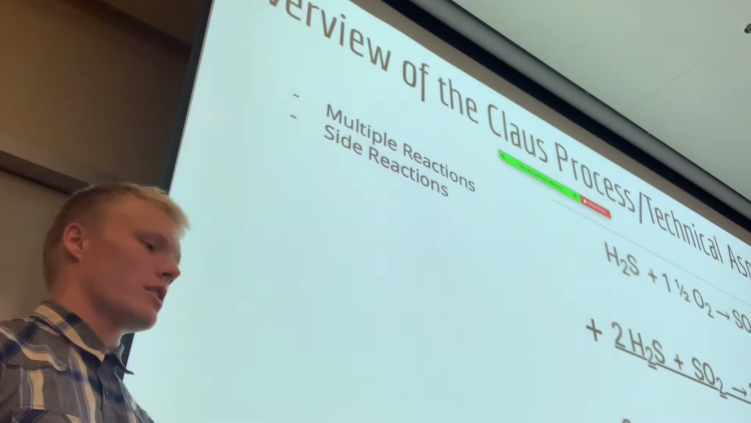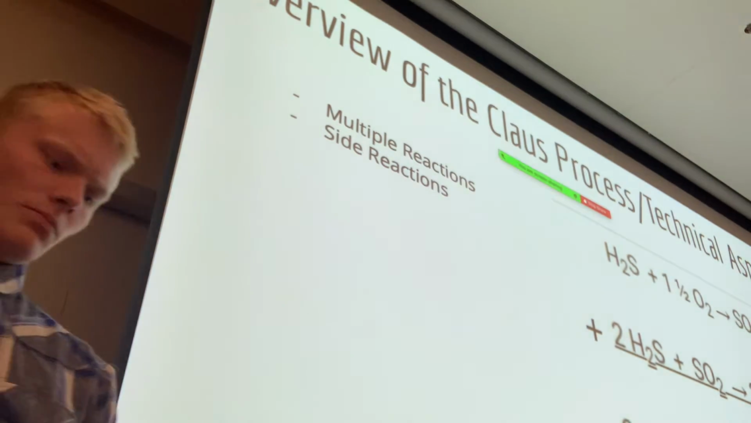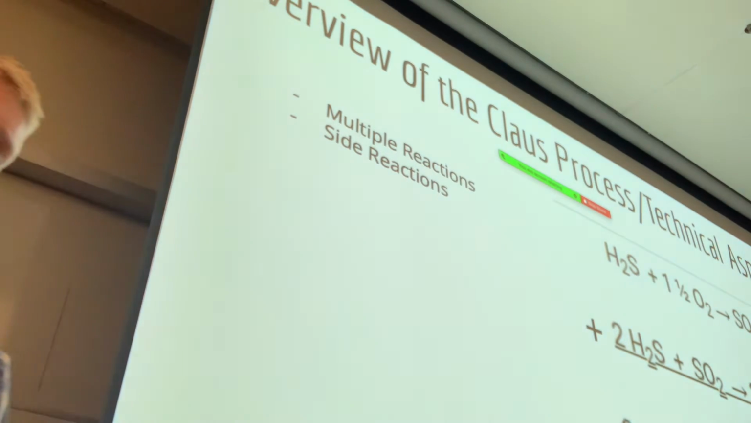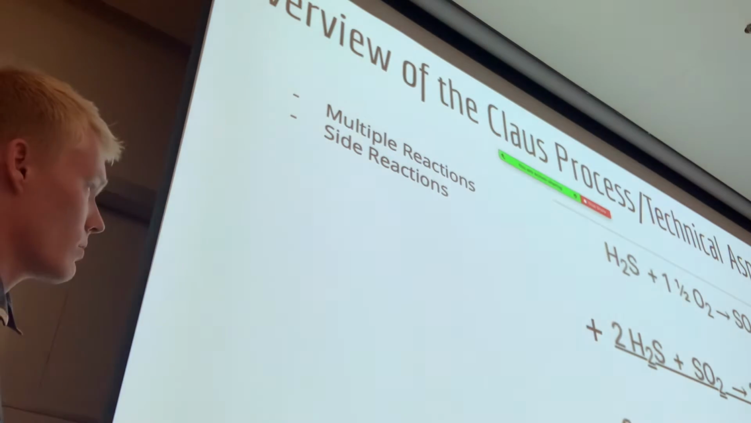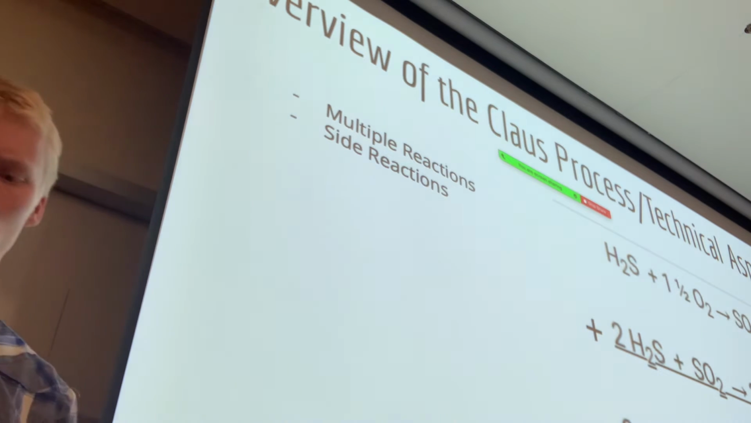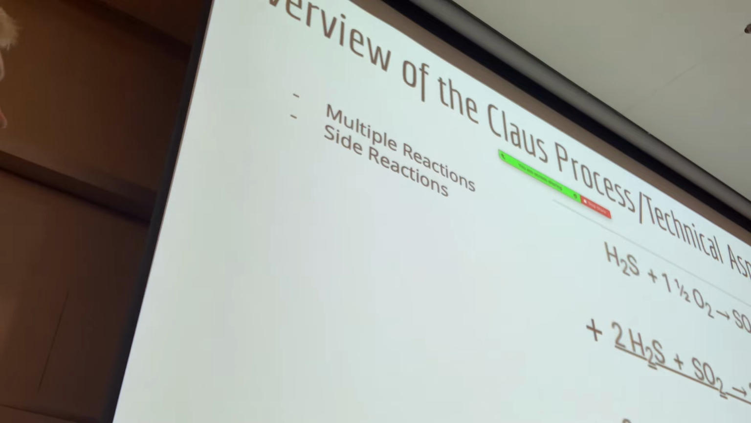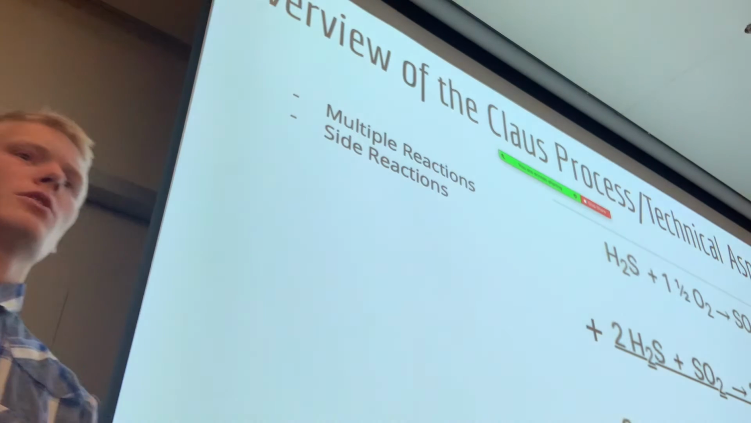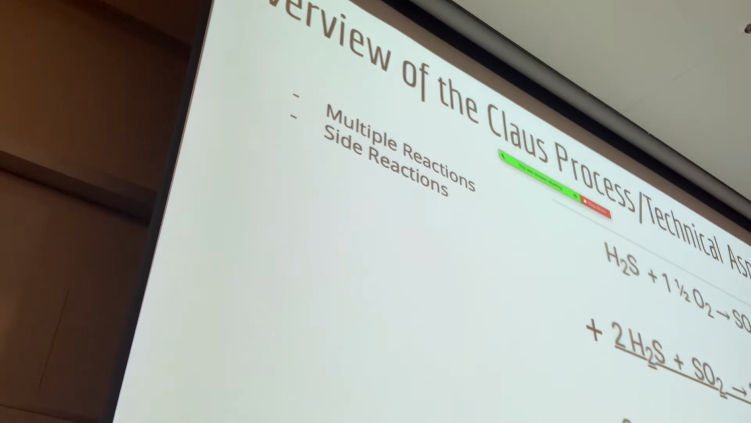There are side reactions. It's notable that carbonyl sulfide and carbon disulfide, along with hydrogen gas, are formed specifically in the thermal stage, which is the combustion chamber. It's also notable, and we couldn't figure out why, but there's ammonia gas that comes with this feed gas.